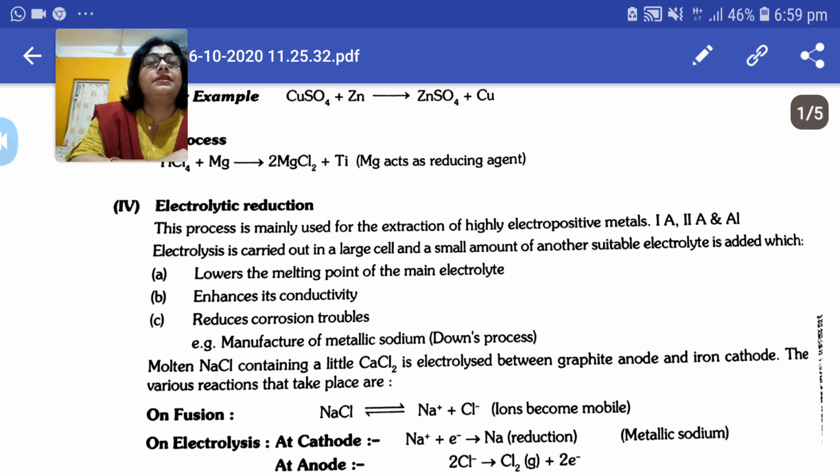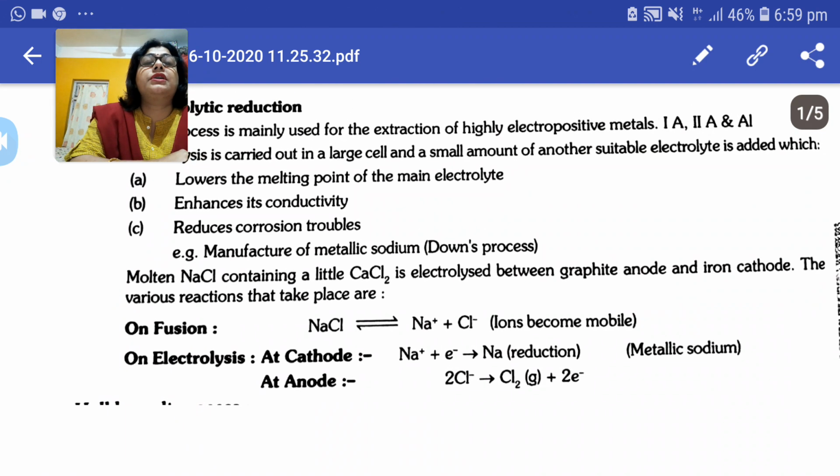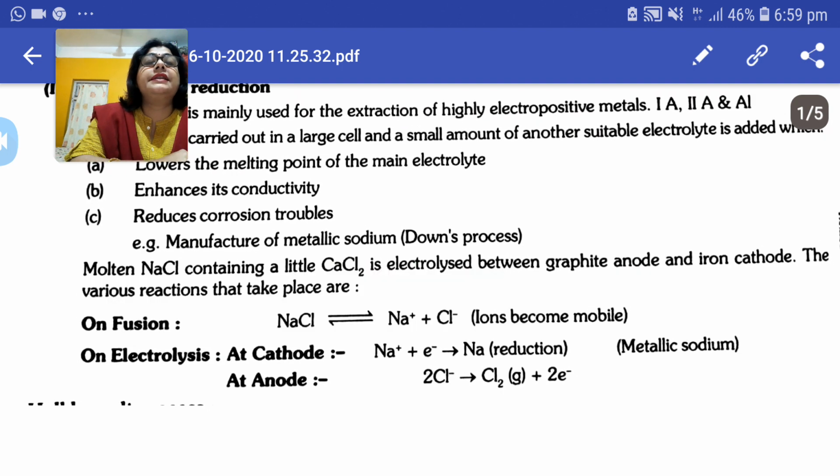For example, you see the manufacture of metallic sodium through a process known as Downs process. Here molten sodium chloride containing a little amount of another electrolyte, that is calcium chloride, is electrolyzed between graphite rods and the iron cathode. The reaction will take place at the respective cathode and anode. On fusion, what happens? Sodium chloride in the molten state will give you Na+ and Cl- ions. The ions become mobile. And on electrolysis, what happens?